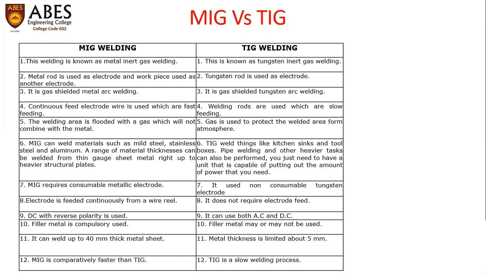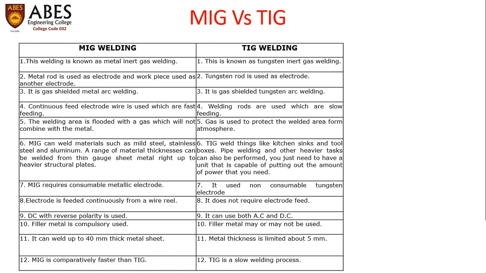MIG can be used with DC reverse polarity, whereas TIG can be used with both AC and DC. In MIG, filler metal is compulsory to use. In TIG, we may or may not use the filler metal.